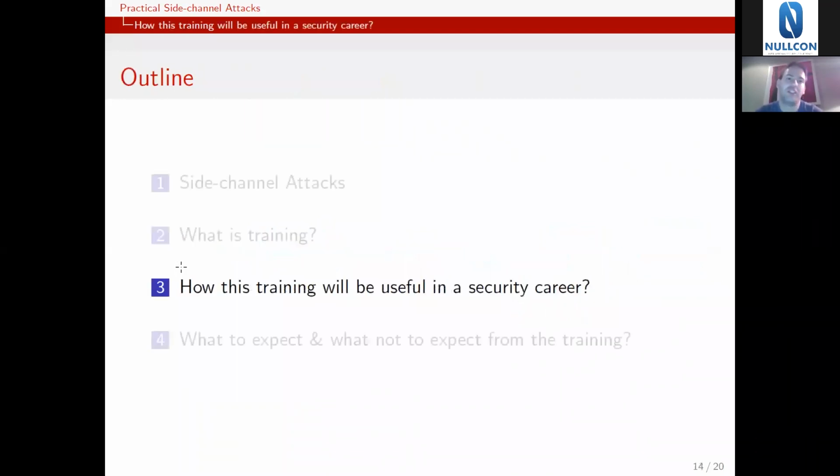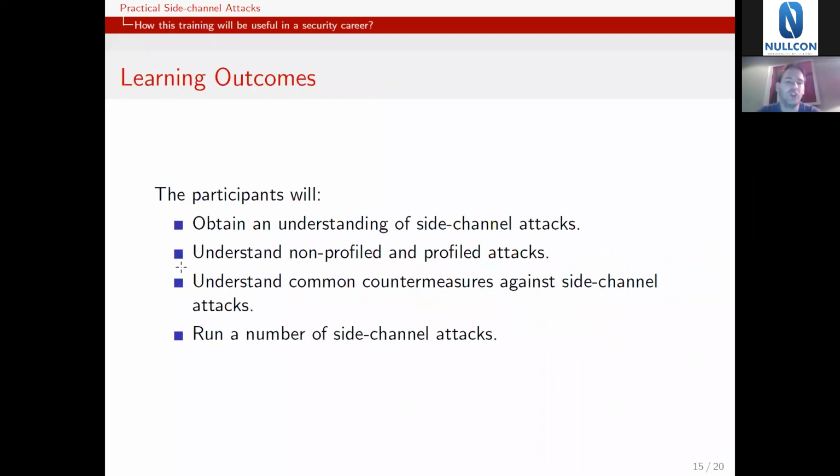So let's see more how this training will be useful in a security career. Hopefully the goal of this training is, first, participants will obtain an understanding of side channel attacks. So you will understand what side channel attacks are, why they are powerful, how to do them. You will understand non-profiled attacks, profiled attacks. You will understand common countermeasures against side channel attacks. And finally, you will obtain real, practical experience, because you will run a number of side channel attacks.